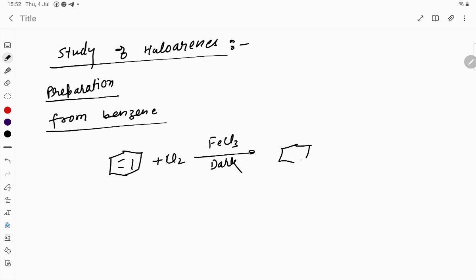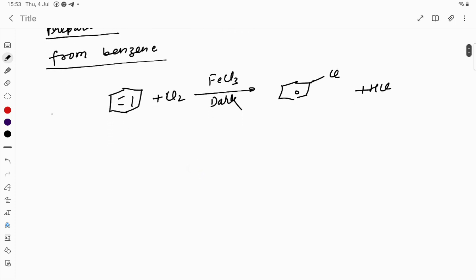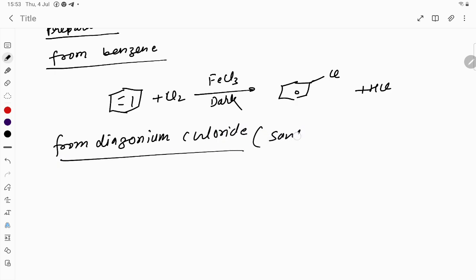So Cl will be added and HCl, so it will give the substitution reaction, but it should be the dark reaction, students. Okay, now let us try to understand another one. Now, from diazonium chloride. From diazonium chloride, it is the name reaction, student. And this diazonium chloride reaction is called the Sandmeyer reaction.